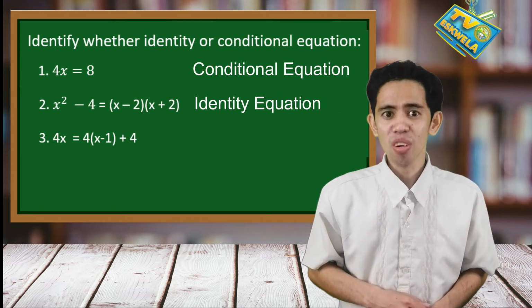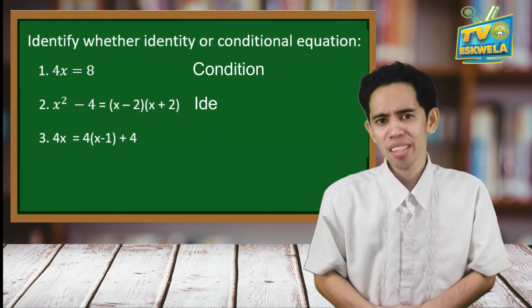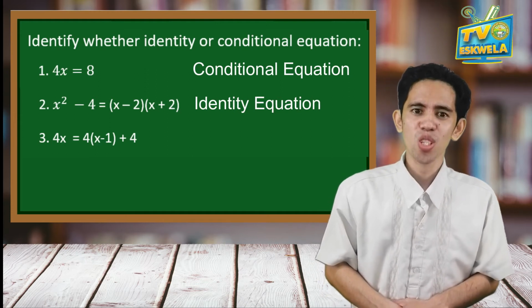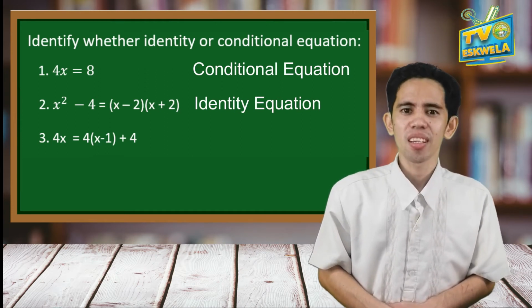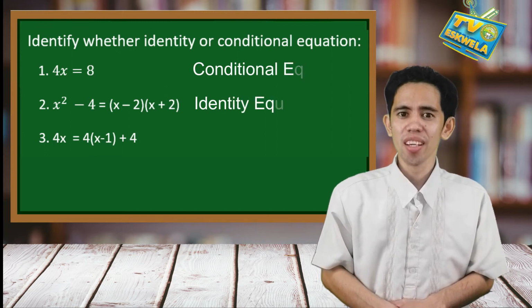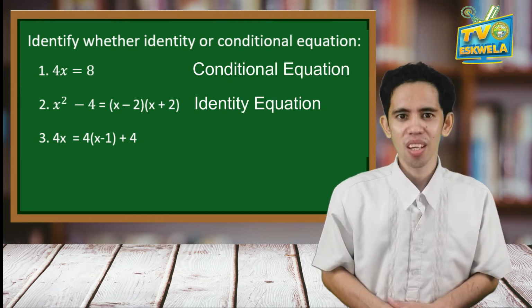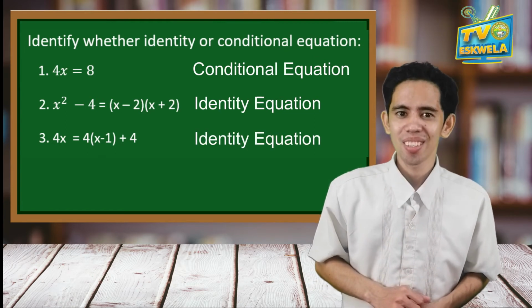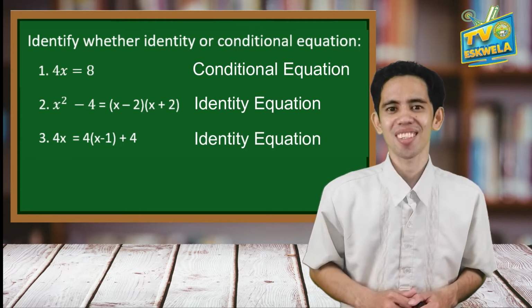Then for the last example, number 3, which is 4x is equal to 4 quantity x minus 1 plus 4. Through simplifying, that is 4x is equal to 4x minus 4 plus 4. And after that, we will come up with 4x is equal to 4x. Therefore, the given problem is an identity. So, very good, you're right.